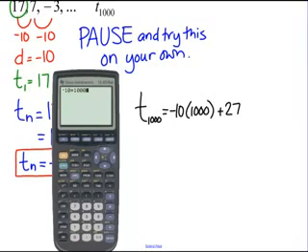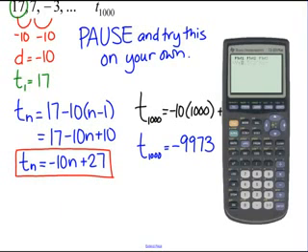This is an appropriate time to pull out a calculator. So we can do negative 10 times 1,000 plus 27. And the thousandth term then is negative 9,973.